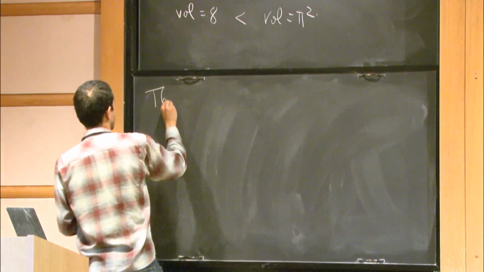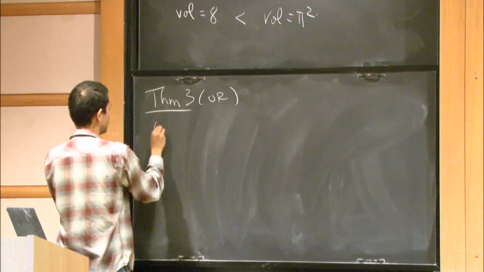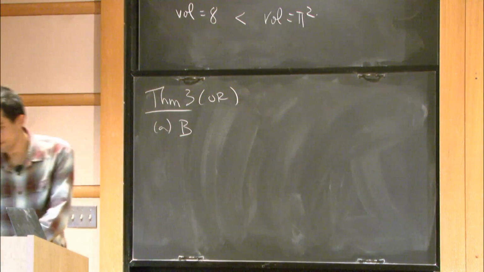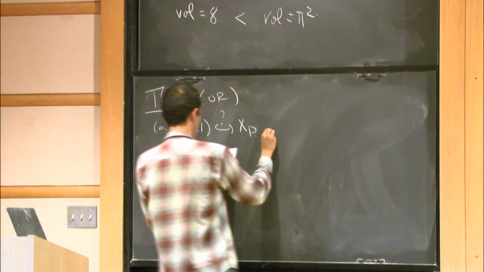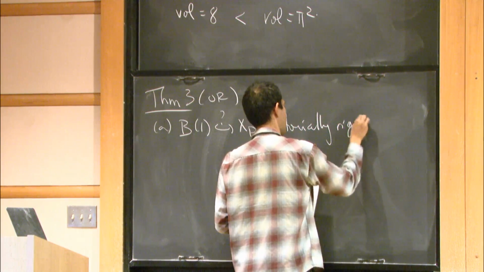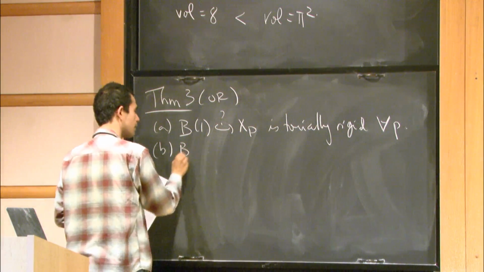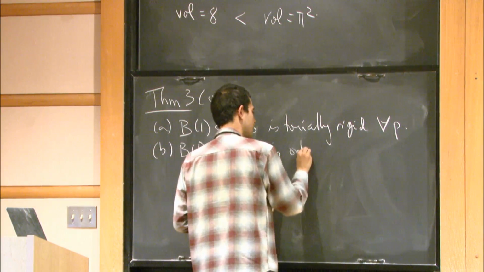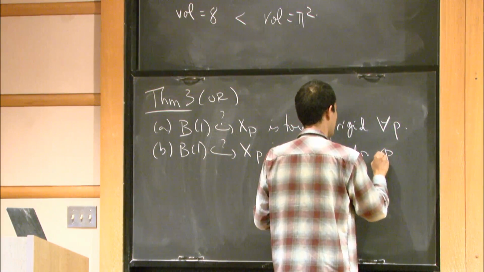So theorem 3 is that the embedding of B1 into XP is always torically rigid for P. But it is only rigid for P between 1 and 2.